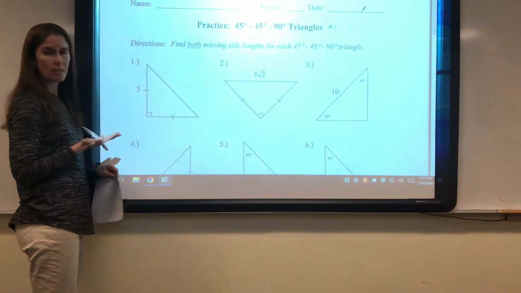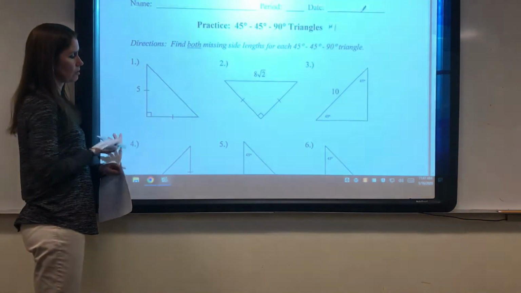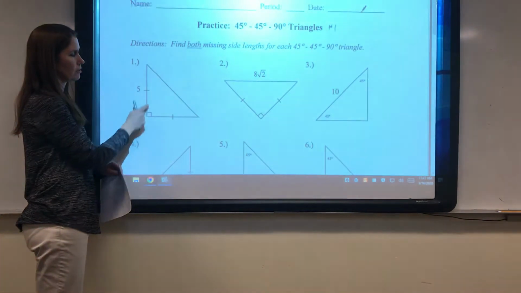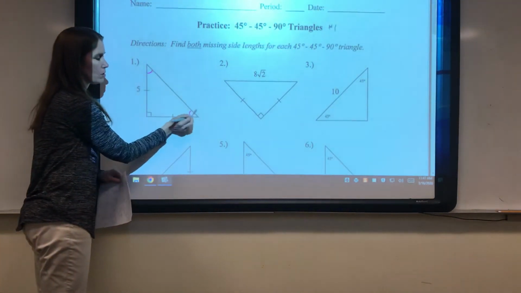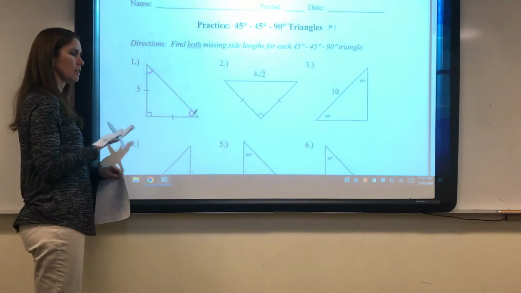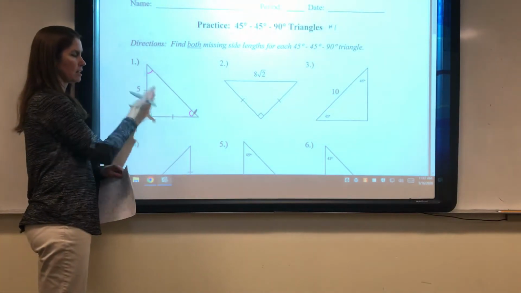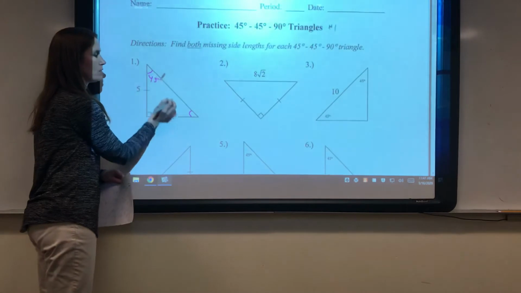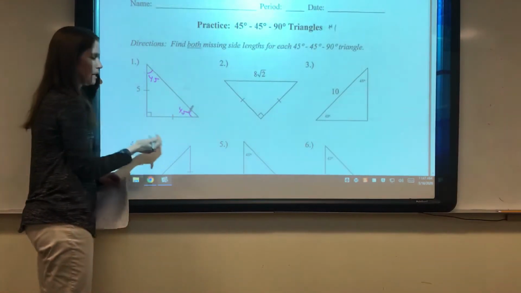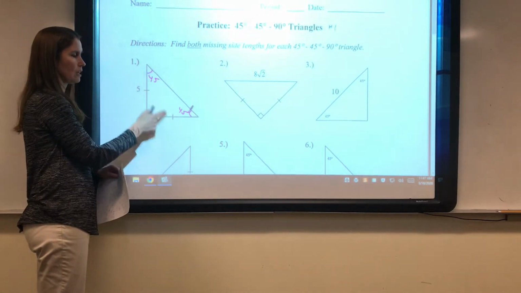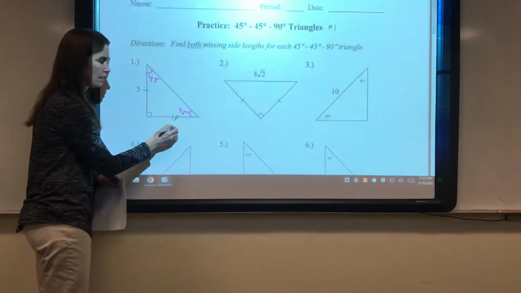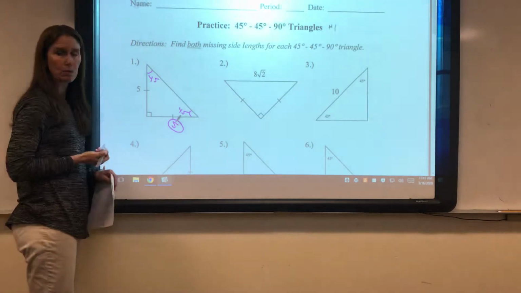So again, first I need to make sure it's a 45-45-90 triangle. If I see this is a right triangle and I see these two sides are congruent, I therefore know these two angles are congruent. And if they're congruent and they add up to 90, then I know they both must be 45. So it's good just to verify that. I can see that these two sides would have to be congruent. So if that's 5, that's 5. I don't have to do any work to come up with that.